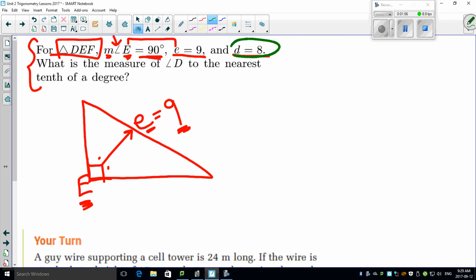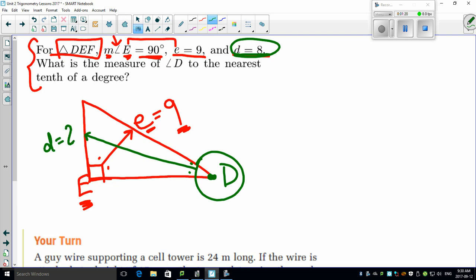Now you've got side d. Well, which one is d? Well, pick one. Let's say that is D. So circle that and go, okay, there we go, straight across. There it is. That's got to be little d. That's got to be 8. So the smaller letters represent the lengths of the sides. The larger letters represent the angles.